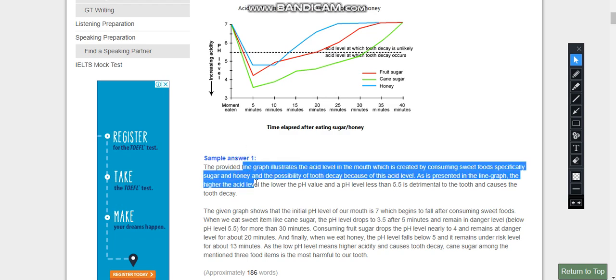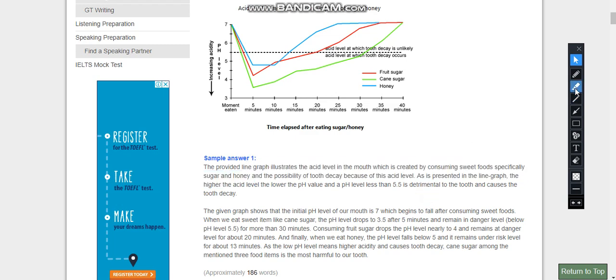The provided line graph illustrates the acid level in the mouth, which is created by consuming sweet foods, specifically sugar and honey, and the possibility of tooth decay because of this acid level. As is presented in the line graph, the higher the acid level, the lower the pH value, and a pH level less than 5.5 is detrimental to the tooth and causes tooth decay. So 5.5 is here, as you see that information given here.